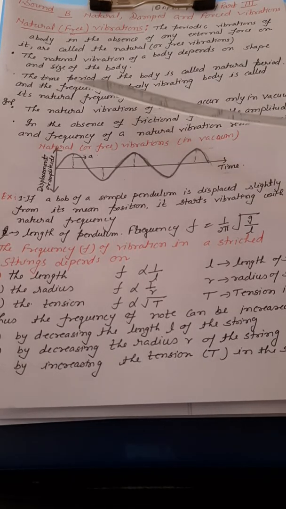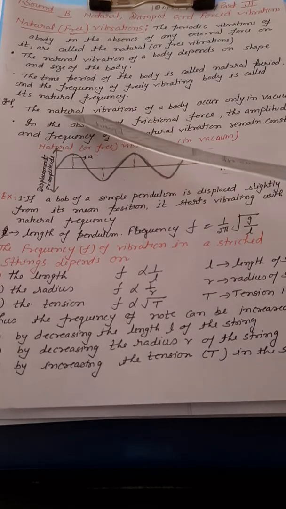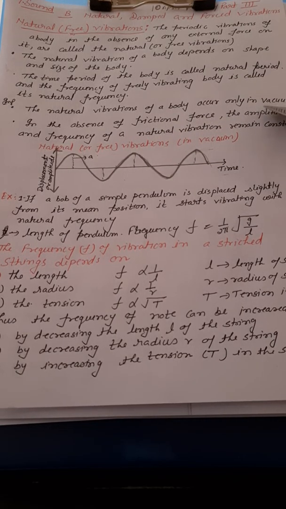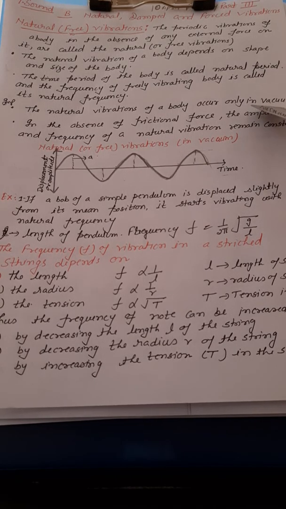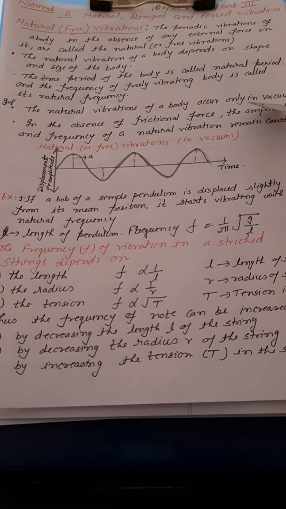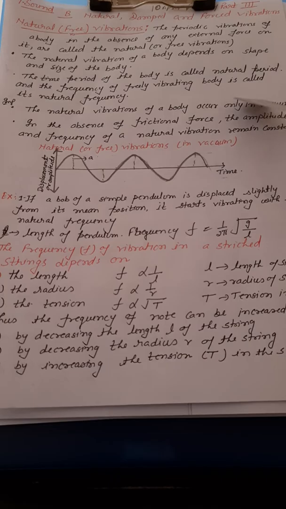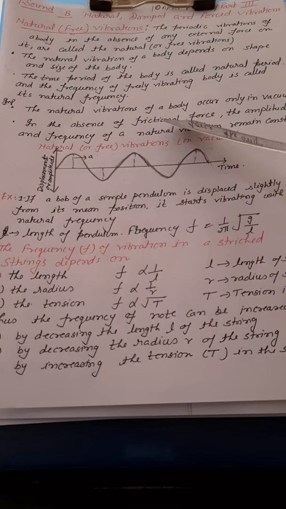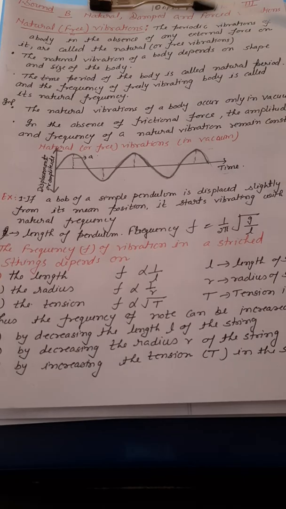The natural vibration of a body, as I told you earlier, occurs only in vacuum. Again I am repeating, this is one of the most important questions for one word. It is asked, what is the condition where the natural vibration takes place? So what is the need? It takes place only in vacuum, in absence of frictional force. It means there is no external force acting on the body.